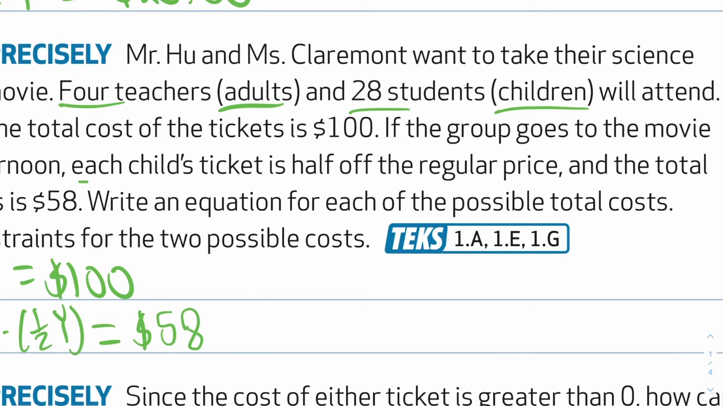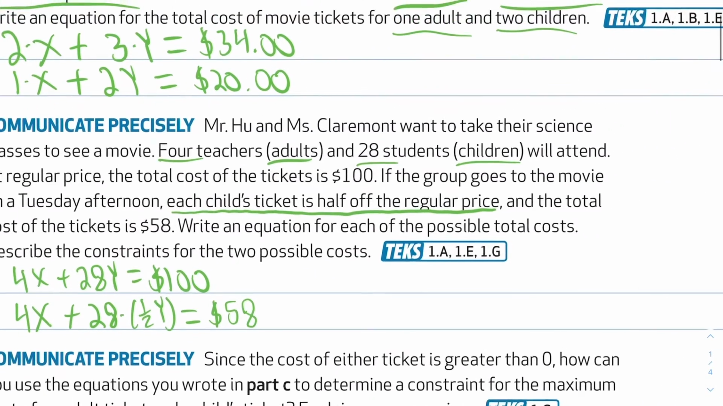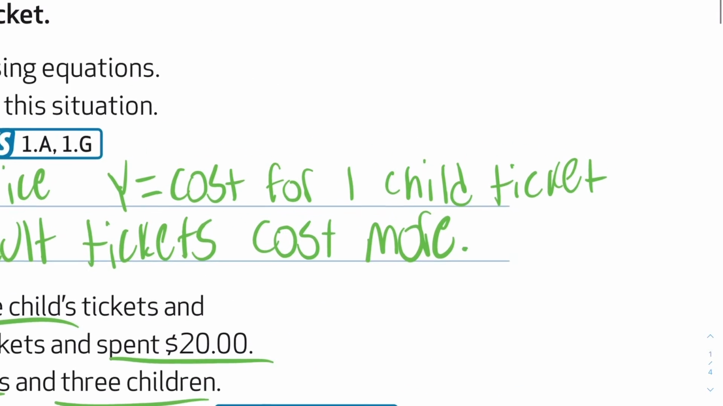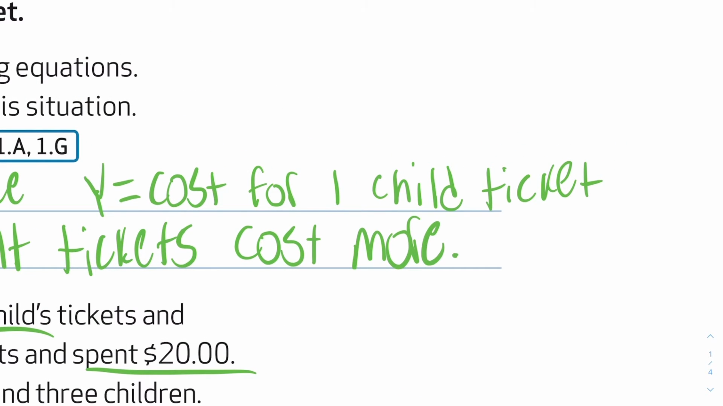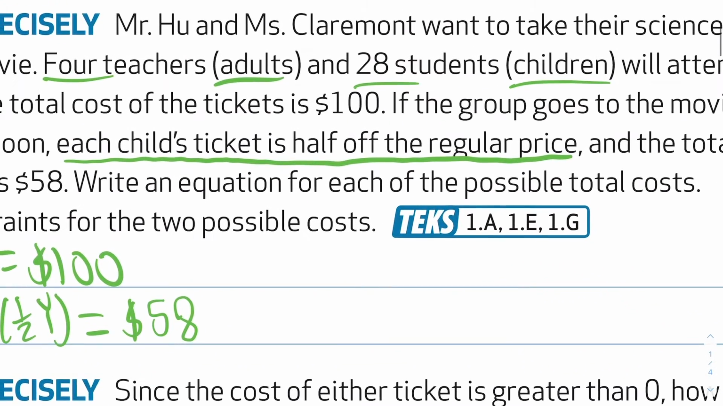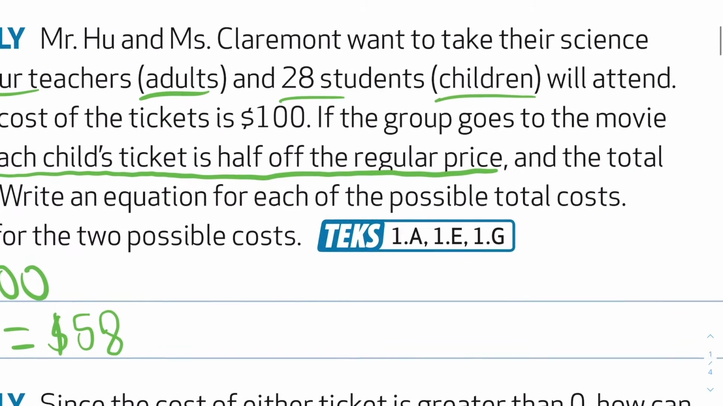They said each child's ticket is half off the regular price. Each child's ticket. We used some words earlier about a child's ticket. Y is equal to 1 child's ticket. So this means 1 child ticket cost equals Y. What did they say down here in part C? Each child's ticket is half off the price of a child's ticket.